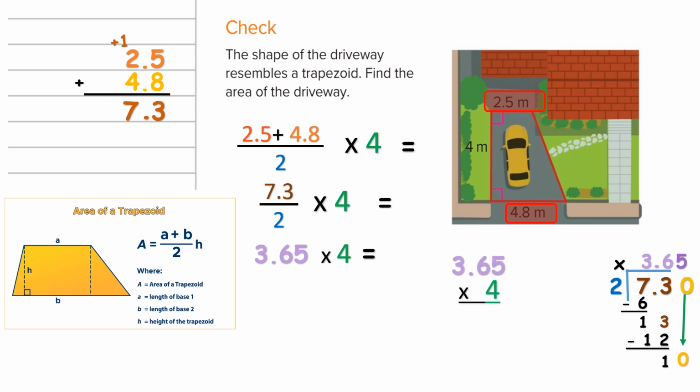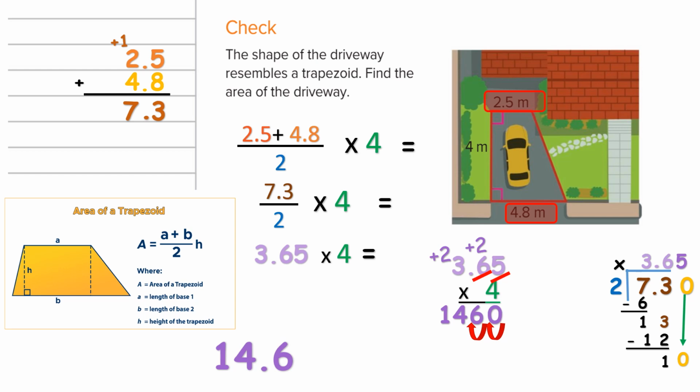So as I stack them, I multiply with the 4. 4 times 5 is 20, carry my 2. 4 times 6 is 24, plus 2 is 26, carry my 2. And then 4 times 3 is 12 plus 2, gives me 14. Multiplying decimals tells me I have to count my decimal spaces, so I have 2, and therefore I move my decimal from right to left 2 times.